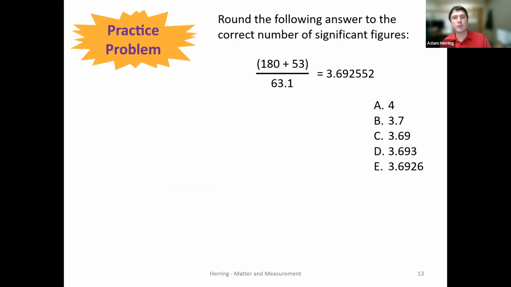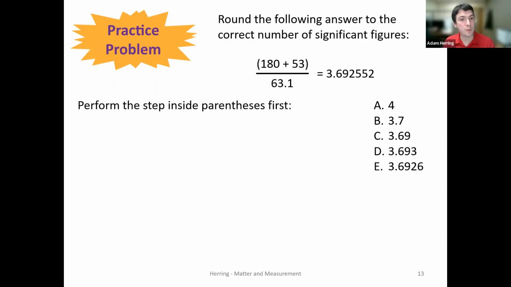All right, let's have you practice a problem here. We want you to round the following answer to the correct number of significant figures. Pause the video and try this on your own. Welcome back. So we're giving you here the final answer in terms of its numerical value, and you must round it to the proper number of significant figures. How do we do this?